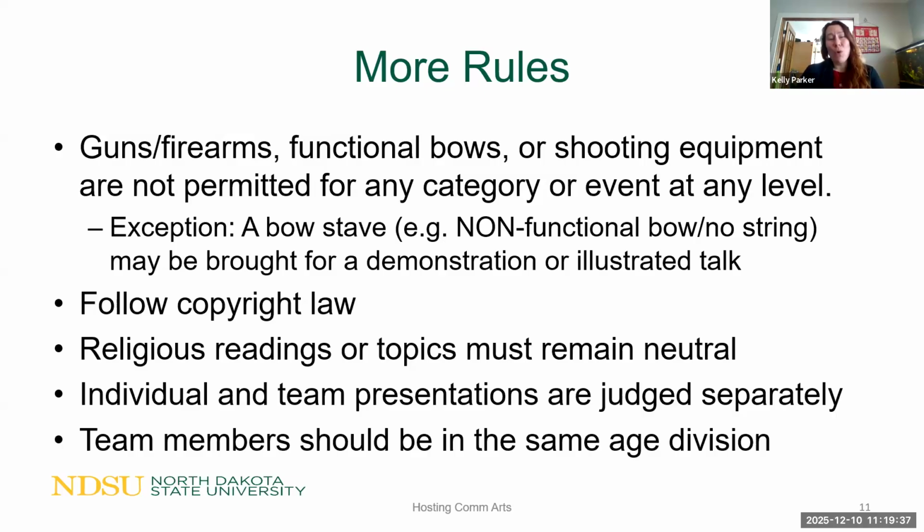Some more rules, mostly ones that you would hope would be common sense, but occasionally we get questions on. They are not allowed to have any kind of guns, firearms, anything that could be considered a weapon or a functional weapon. So no functional bows, no shooting equipment. Those are not permitted for any category, any event at any level. The only exception is a non-functional weapon, like a bow stave. That's just like the upright of the bow, so it doesn't have a string on it. They can bring that for a demonstration or an illustrated talk. They can bring a non-functional arrow, so no tip on it. So they can bring those kinds of things for that.